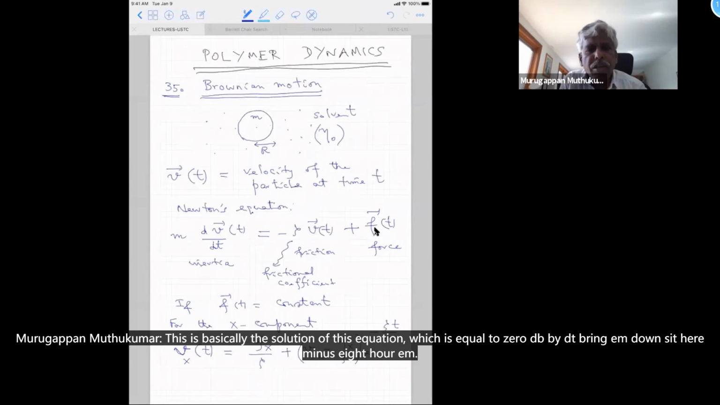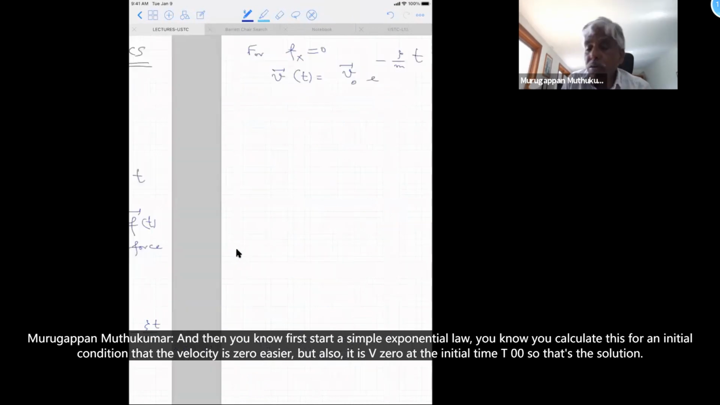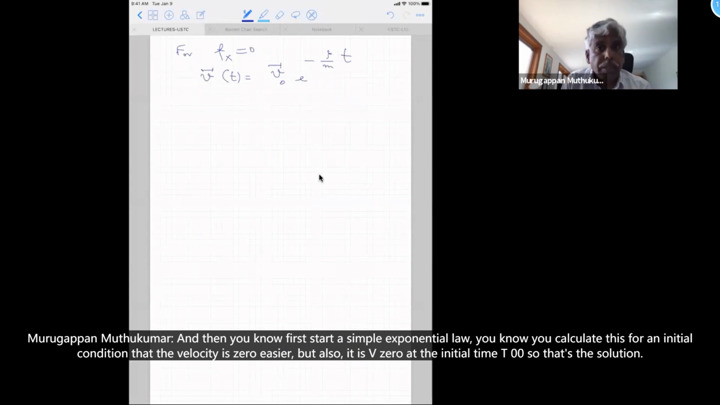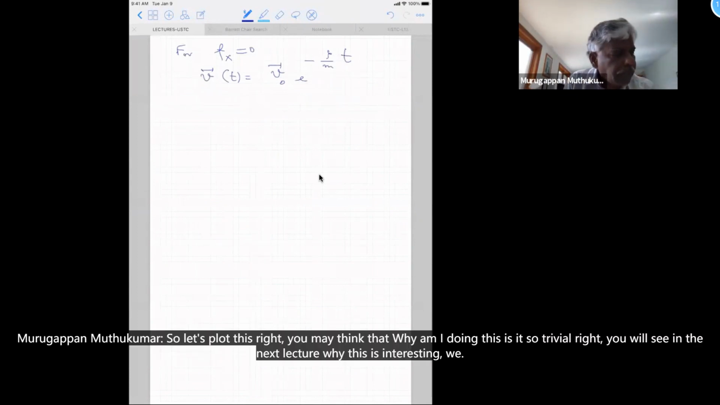If this is equal to 0, dv by dt, bring m downstairs here, minus zeta over m, and then it's a first order simple exponential law. You calculate this with the initial condition that the velocity is v0 at the initial time, t equals 0. So that's the solution. So let's plot this. You may think, why am I doing this? This is so trivial. You will see in the next lecture why this is interesting.